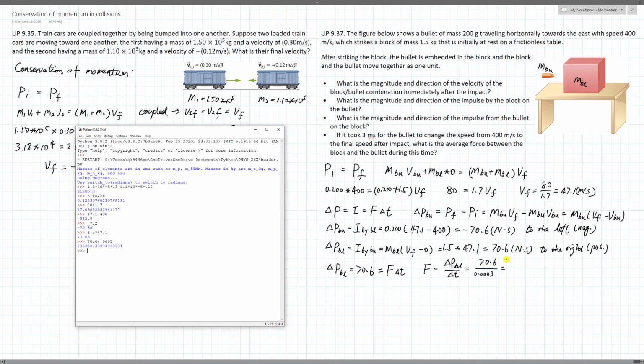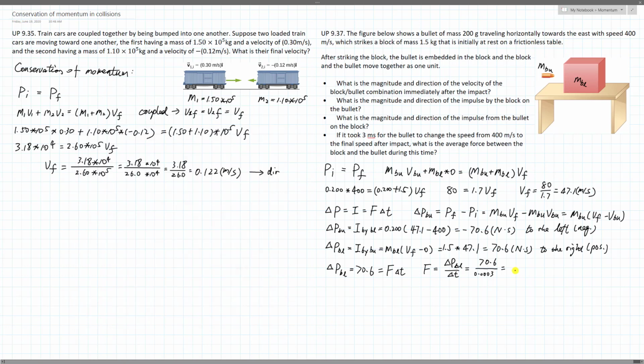So we have a pretty large average force. This is in the hundreds of thousands, so 235,000 newtons. An average force, very large. Under this force, I can't imagine the block will still stay in one piece. But that's up to our imaginary theoretical duct tape to hold it together.